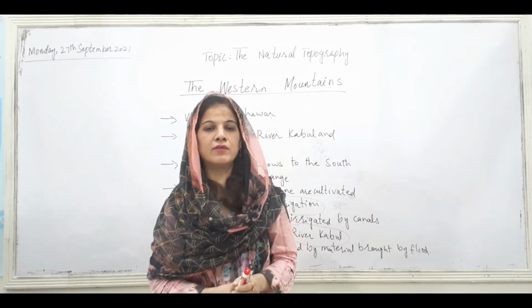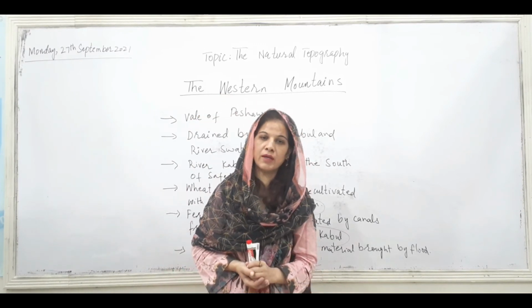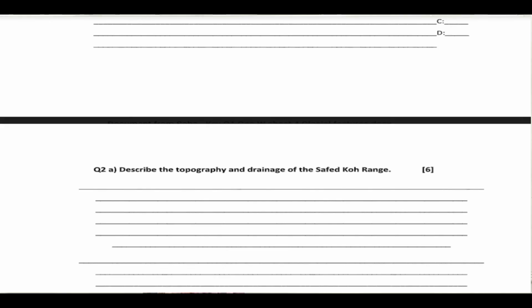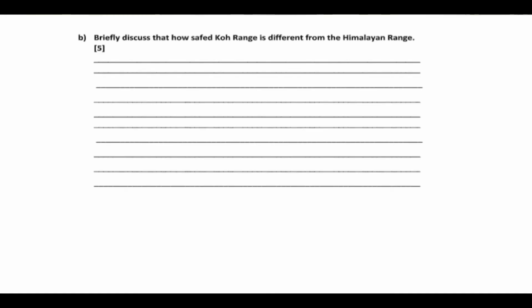Students, now we will have a small worksheet about this topic, and in the worksheet you will have one question about a map, and in that map you will identify the location of these mountain ranges like Safeco range, Waziristan Hills, Suleiman and Kirthar range. Then the second question will be about the topographical features and drainage pattern of these mountain ranges, and after that there will be a question that will be comparatively different.